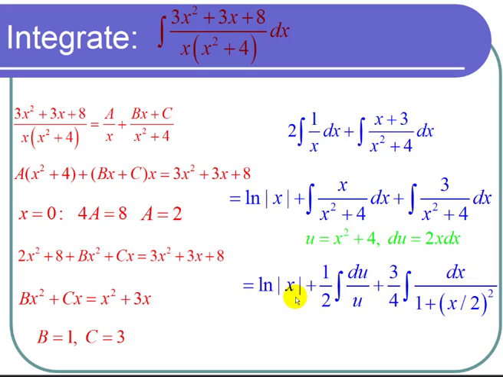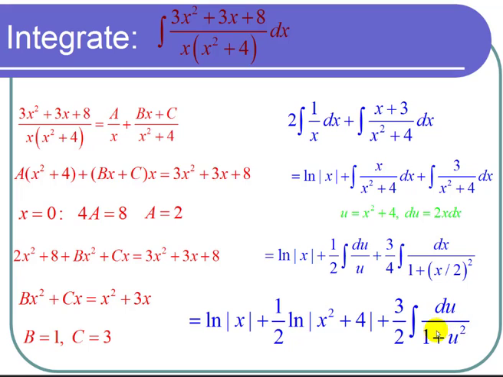The first integral is just the natural log of u, or natural log of x squared plus 4. And for the second integral, I can let u equal x over 2, then du equals 1/2 dx. If du is 1/2 dx, then 2 du is dx, and 2 times a 4th is 1/2, and that's why I have a 2 here instead of a 4. Then I have 1 plus u squared du.